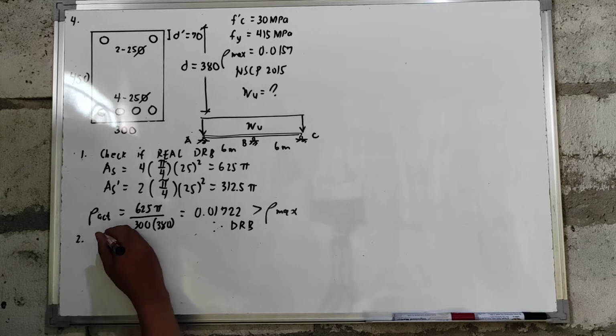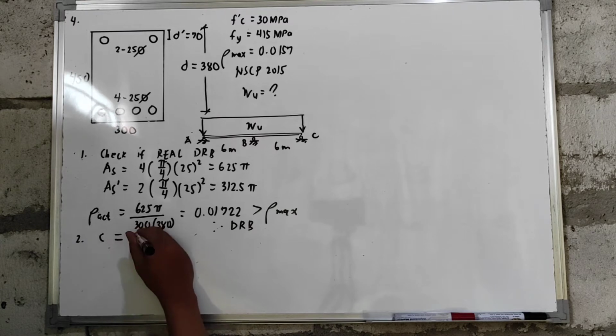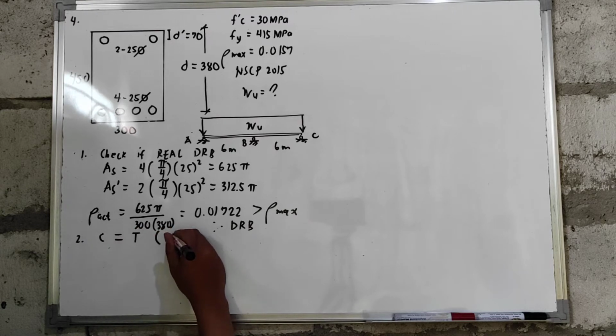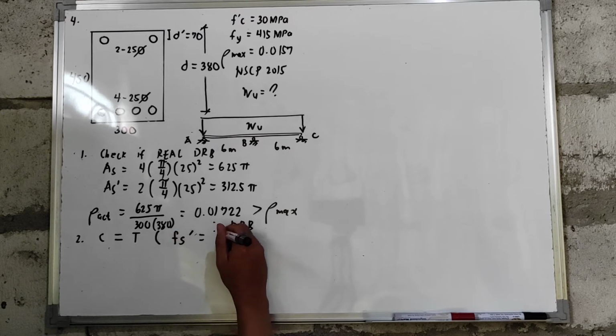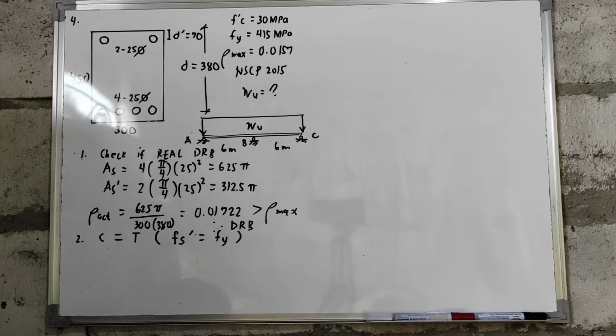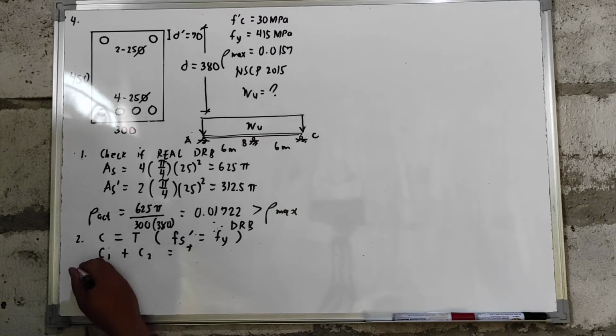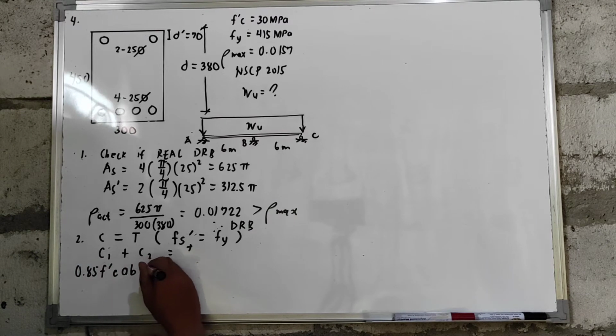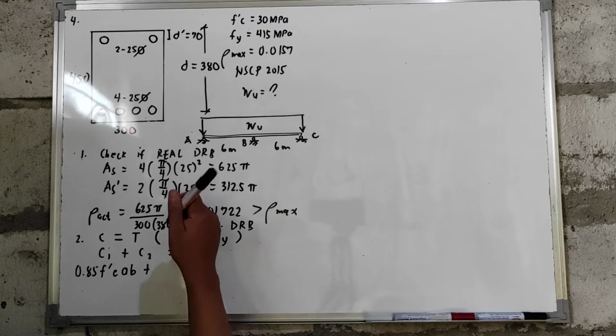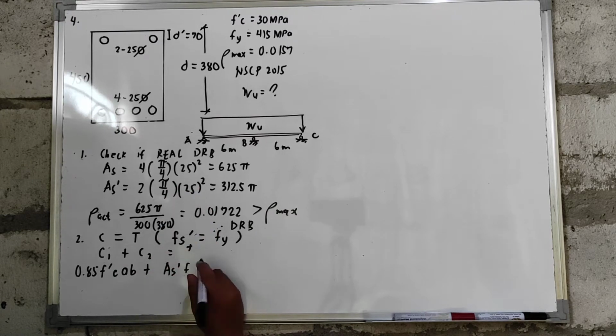So for the next procedure, we are going to assume that using C is equals to T, we're going to assume that compression steel will yield. So when compression steel bars will yield, the value of your fs prime is equal to the value of your fy. So C is equals to T, so mangyayari C sub 1 plus C sub 2 is equals to T. So, yung mga formulas natin dito, yung C sub 1 natin, that is yung sa singly reinforced beam natin na 0.85 f prime c ab plus yung C2 natin due to the compression bars, that is AS prime, fs prime. Kaso nga lang, we assume na nag-yield yung bakal natin.